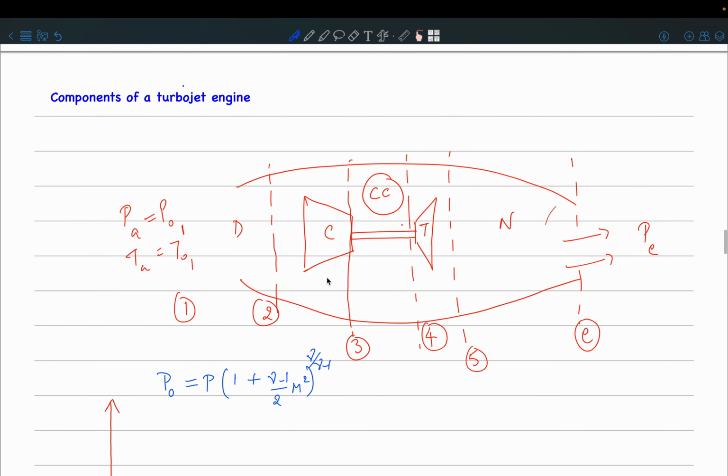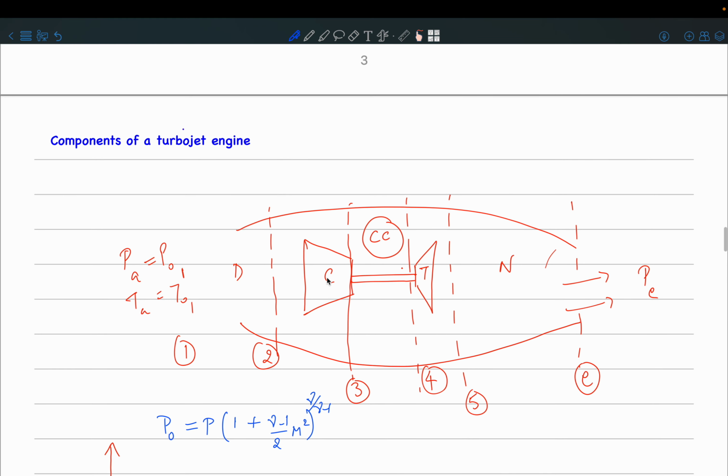Okay, now we'll discuss these components of a turbojet engine again very quickly. At the inlet, you have these atmospheric conditions. The atmospheric condition is going to be equal to the stagnation pressure of the inlet. Okay, and then in the diffuser, the flow is going to get compressed. But remember, no work is being added in the diffuser.